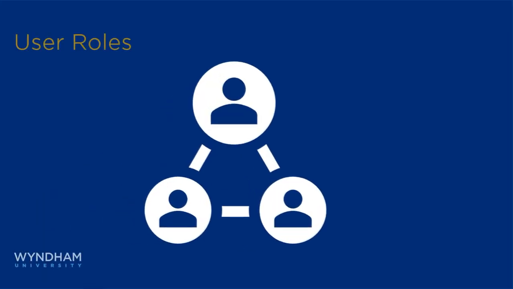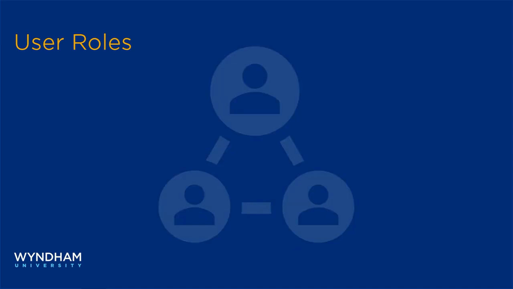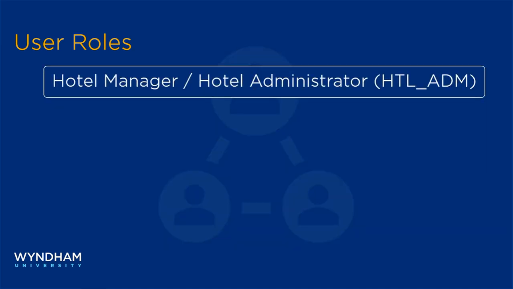Let's start with user roles. It is important to understand user roles and their structure. They are a way to classify OPERA Cloud users by their need to access specific features based on their job duties while in the application. Let's review the roles. The Hotel Manager Hotel Administrator role is the only role designated to manage hotel configuration components within OPERA Cloud.